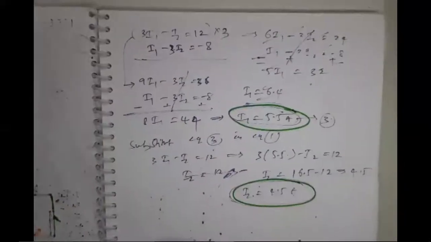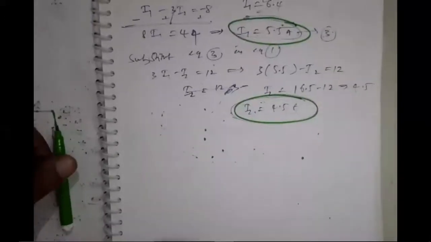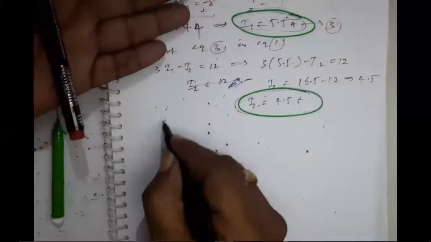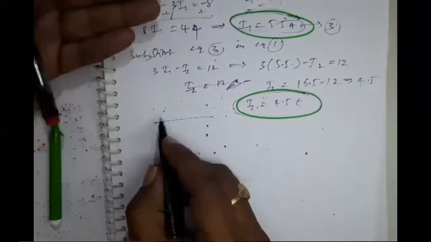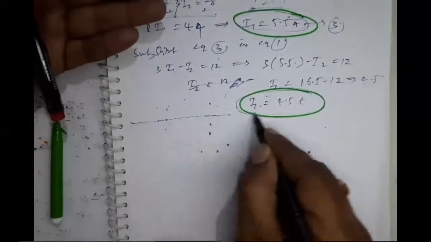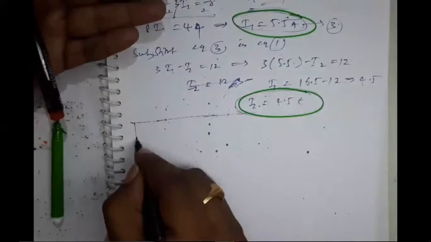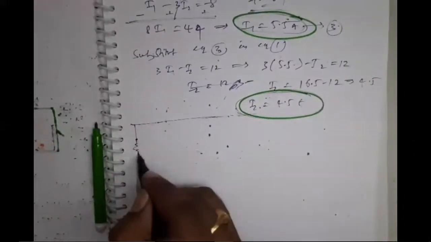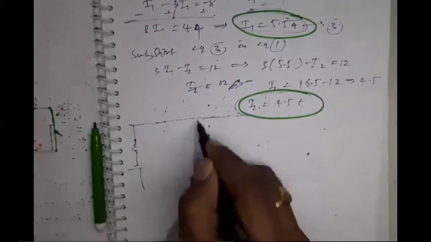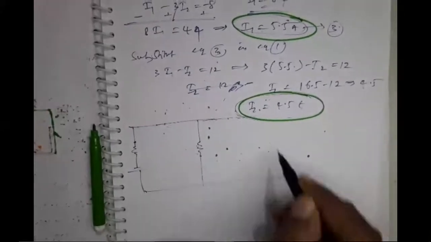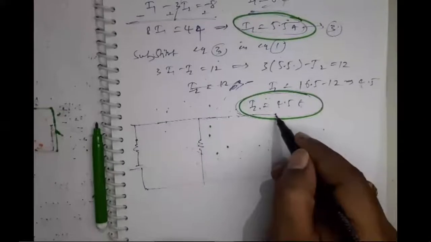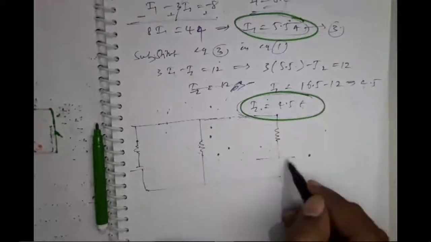Hope you guys are clear about this, but while you are finishing this problem, you need to redraw the circuit clearly by mentioning those currents. As per your representation of this problem, you need to redraw the circuit again, mentioning all the currents in the solution which you received.